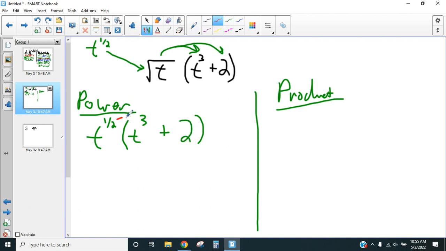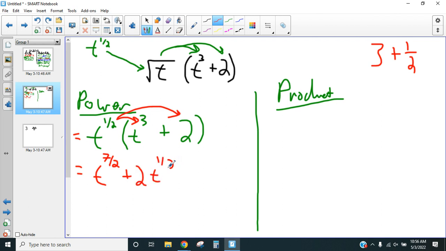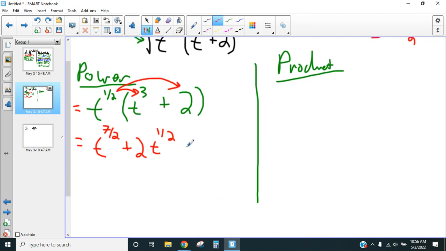So here we go. If I take this times t to the third, I have to add the exponents. So the question is, what is 3 plus 1/2? Right. Yep. 7/2. Right. 3 is 6/2 plus 1/2, 7/2. So keep going. Right. Now, this is just a rewrite. That's all we've done.